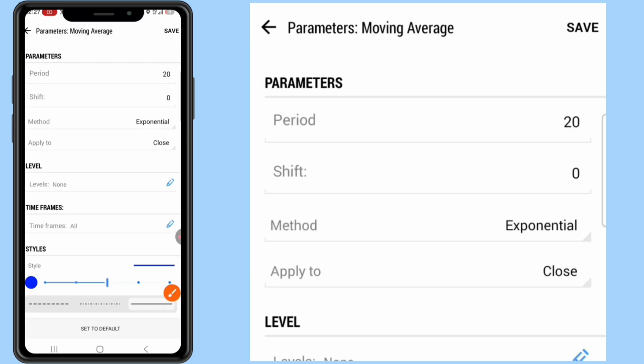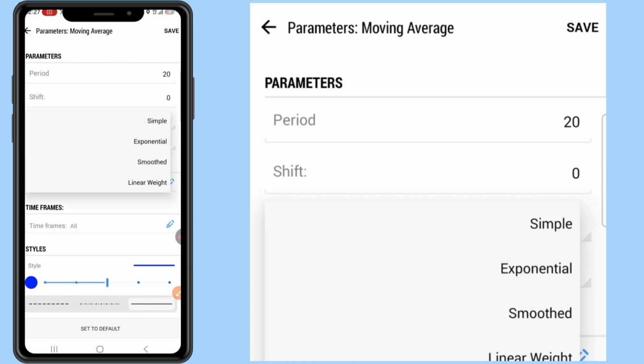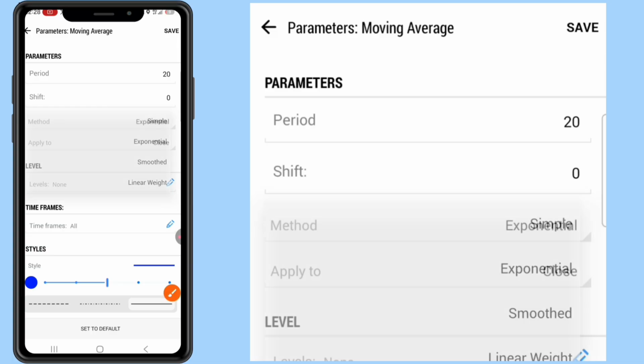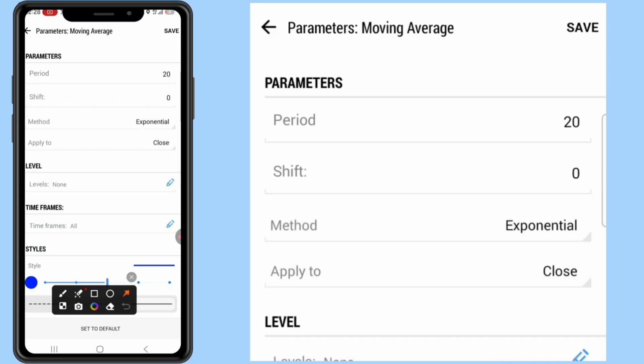So you click on moving average, and I am using exponential moving average. If you want to use exponential moving average, you still have to click right here, and then you select exponential moving average. Now that we have exponential moving average, the next thing is, of course, to choose the period. I actually choose 20 and 50. Some people use 15. It depends on your choice, but I personally use 20 and 50.